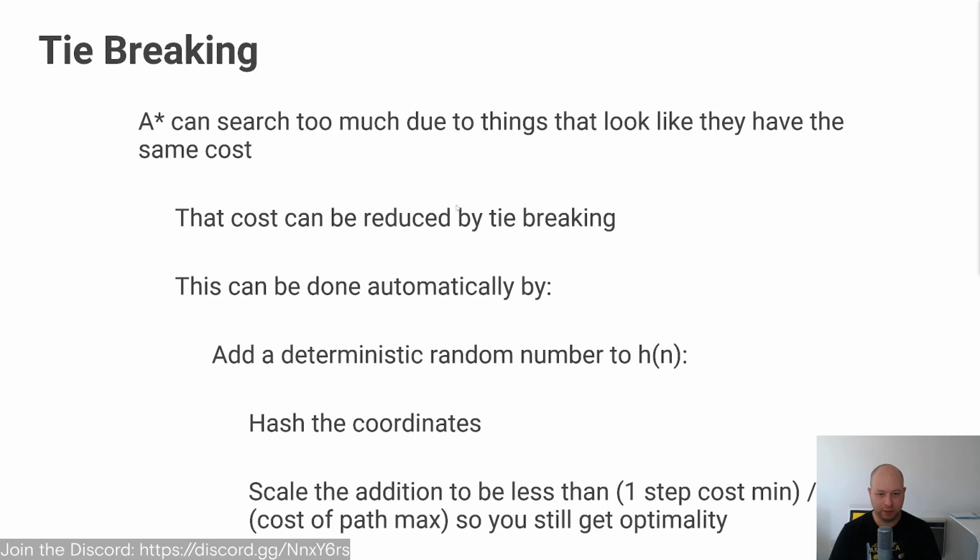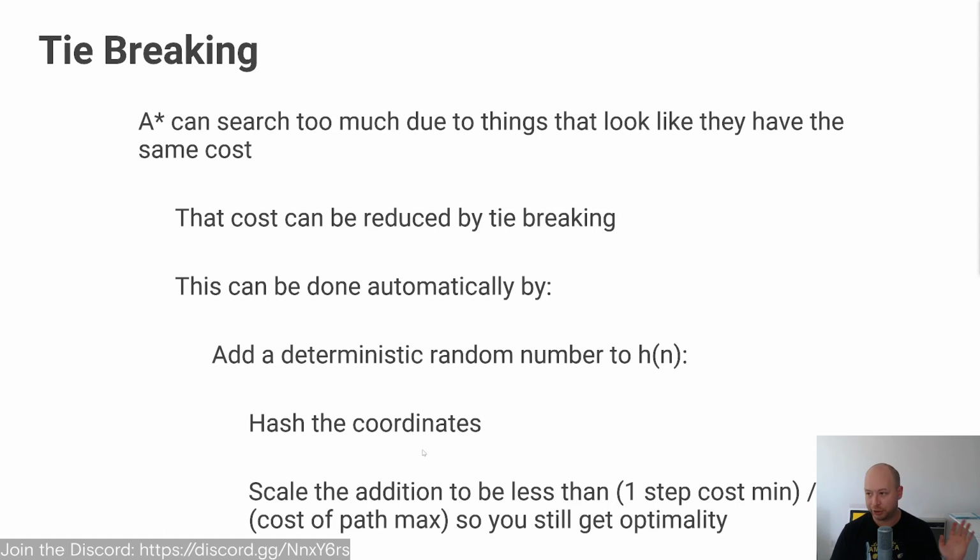The cost can be reduced by tie breaking, and you have to come up with an algorithmic way to do that. One way is to just add a random number. So you add a bit of stochasticity to H N, and that way you can tie break randomly, and this kind of fixes the problem.